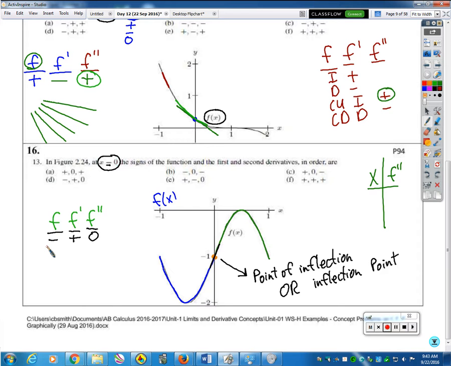I also notice that at this one point on f, the tangent slope has a positive value. So I know that f prime's value at this x coordinate will also be positive.